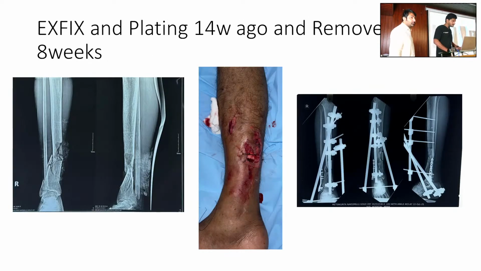So what do you call that frame? What do you call that frame? It's a fixed frame. The name of the X-fix is a pyramid. Delta frame. Delta frame, sir.